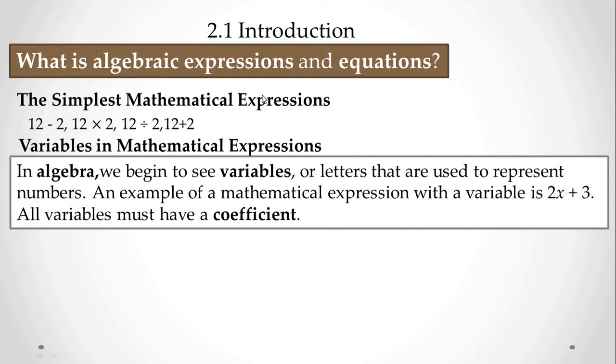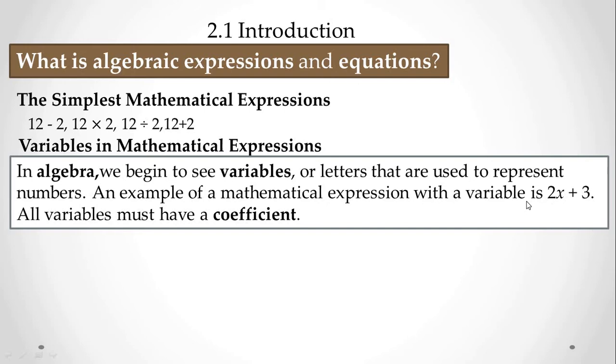So in algebra, variables or letters are used to represent the number. The example of mathematical expression with variable is 2x plus 3. All the variables must have coefficient as you learned in the previous classes. So here the variable is x, and it has the coefficient. Each and every variable must have coefficient. If it is only x, then its coefficient is 1.